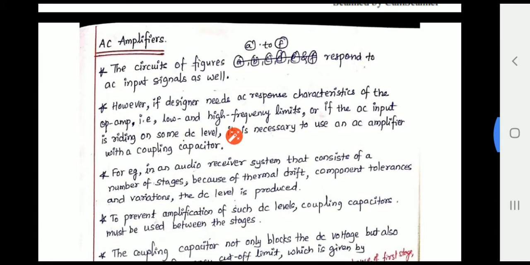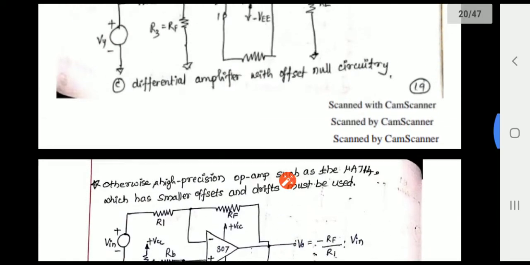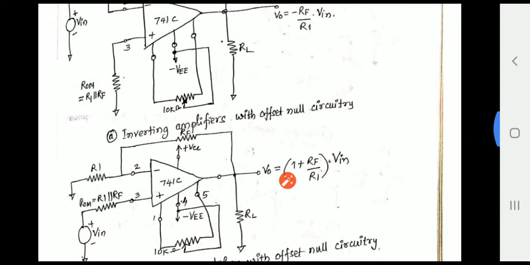Now what is the role of coupling capacitor? Coupling capacitors allow designers to design the AC response characteristics of the op-amp. It allows us to get the low and high frequency limits. The best example here is an audio receiver system. The only change is to take the DC amplifier and connect a coupling capacitor, which will convert the DC amplifier into an AC amplifier. The best example is the one we discussed in the previous video.